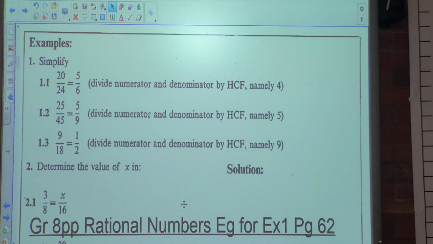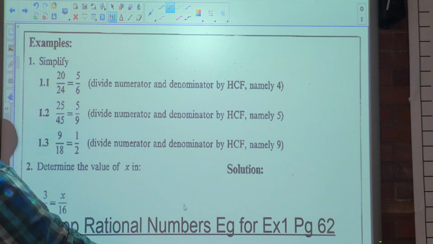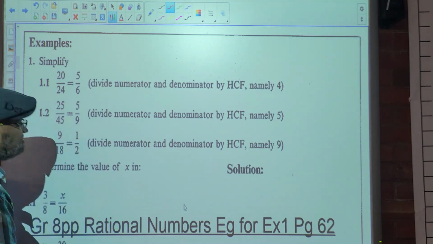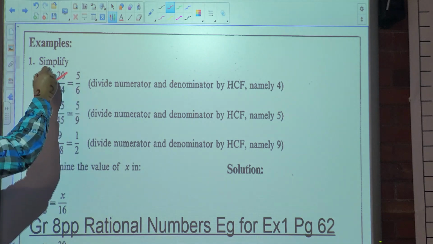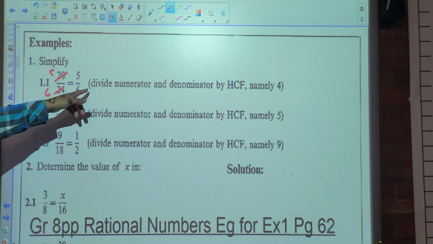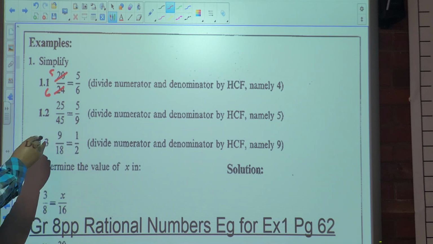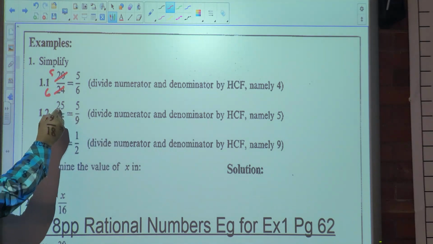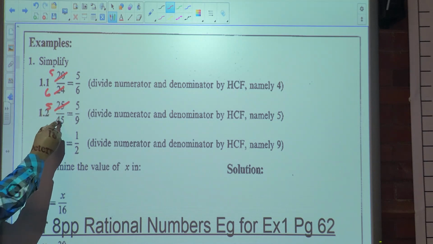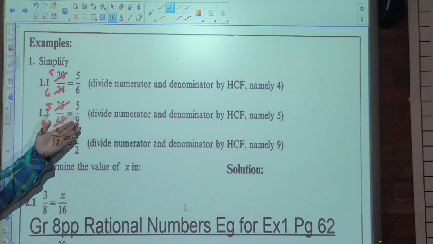Okay. So simplification: we know that 20 over 24, 4 goes into 20 five times, and 4 goes into 24 six times. The answer is 5 over 6. Divide the numerator and the denominator by the highest common factor, namely 4. Okay, the next one. Divide numerator and denominator by the highest common factor, which is 5. So it's going to give you 5, and 5 going into 45, 9 times. It's giving you an answer, 5 over 9.